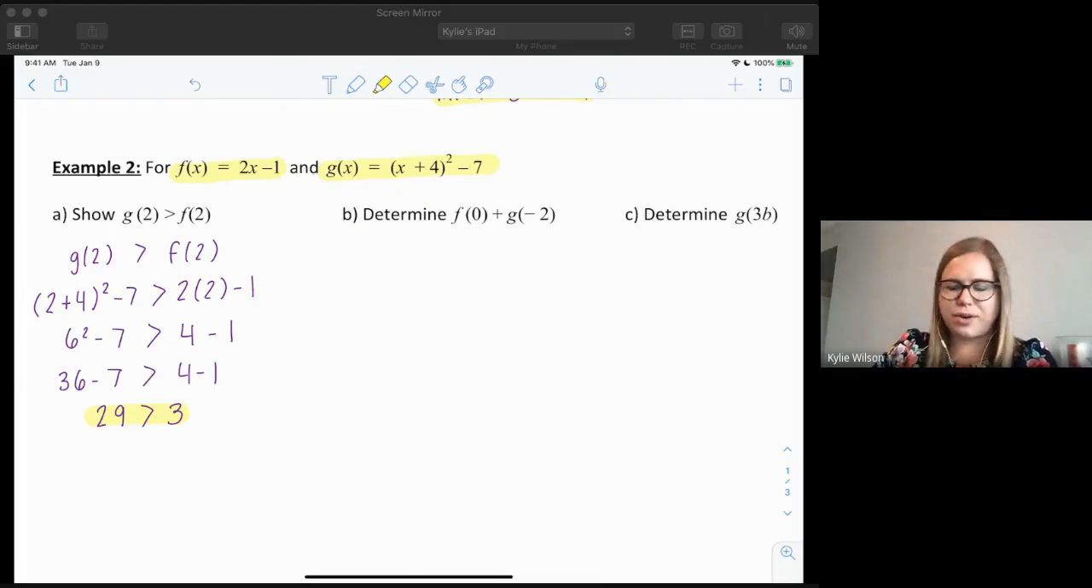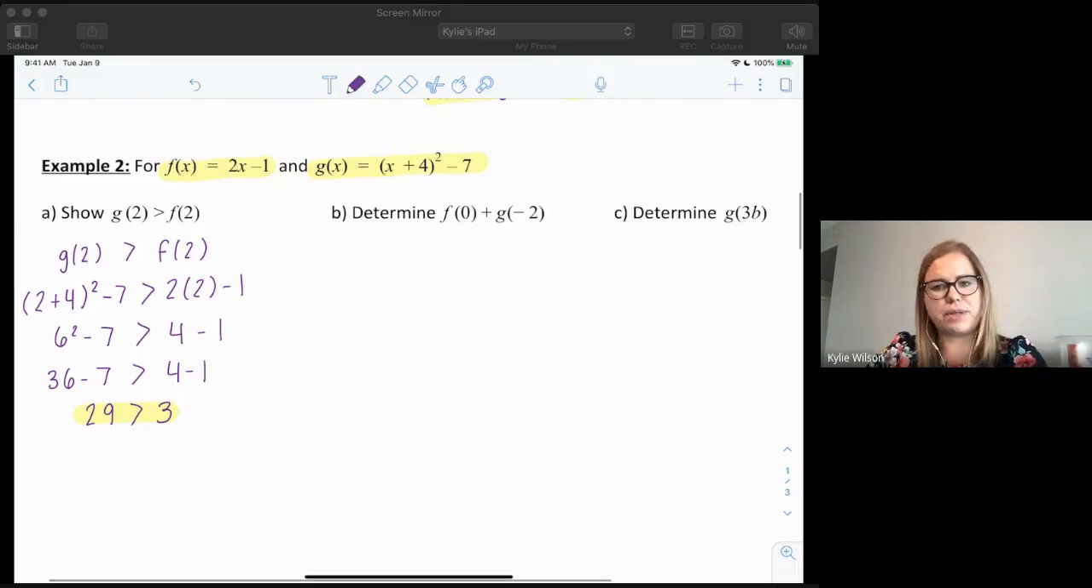Okay, now let's try B. So we want to determine the value of f at 0 plus g at negative 2.